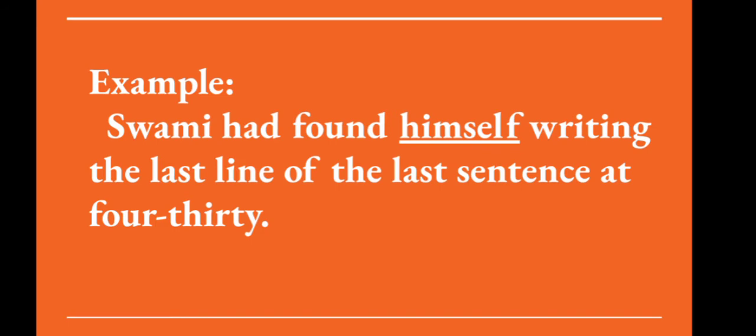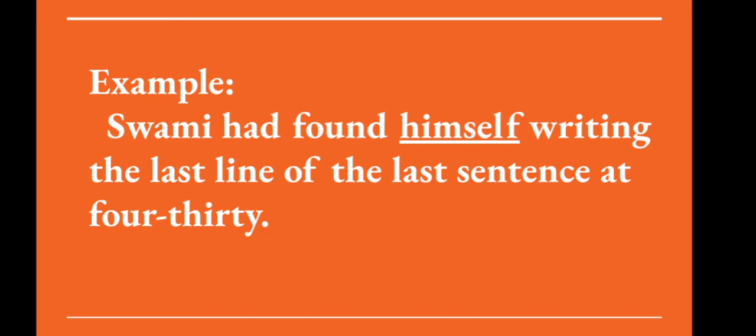Look at the example. Swami had found himself writing the last line of the last sentence at 4:30. So in this sentence, you can find that Swami is doing some action. What is he doing? He is writing. So that is the action he is doing, and he is affected by it.